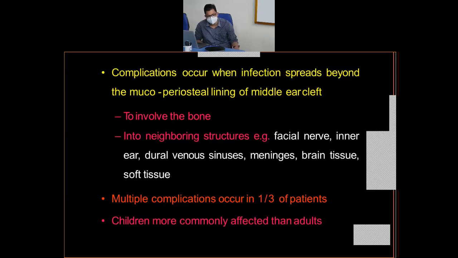When it involves the bone, it will lead to petrositis, labyrinthitis, mastoiditis. All these are the complications where it involves the bone. Then it may involve the facial nerve, inner ear, sinuses, and meninges. Almost 1/3 of the patients with CSOM will have a complication, and children are mostly affected. Means in children complications are more because of their less immunity and all.